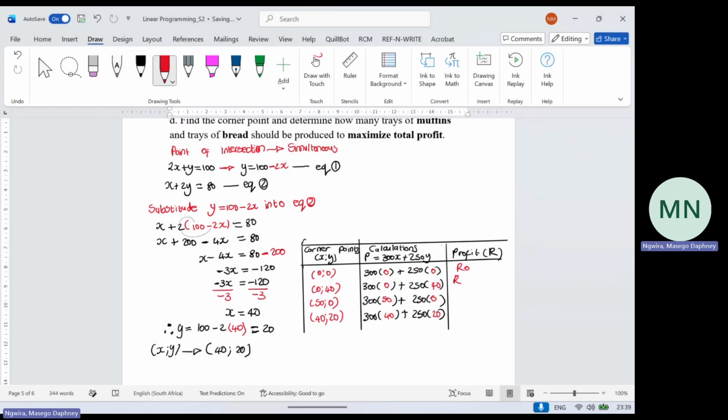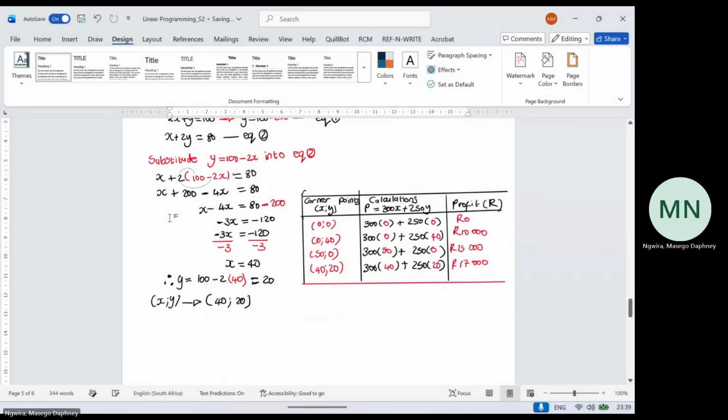Okay, and then 0 and 40. Let's see the answer. We use our calculator, we're going to get 10,000 rands. And then this one, we are going to get 15,000 rand because 3 times 5 is 15. And then this one, we are going to get 17,000. So obviously you can already see the maximum. Okay. Remember, the aim of this is to maximize profit and minimize costs.